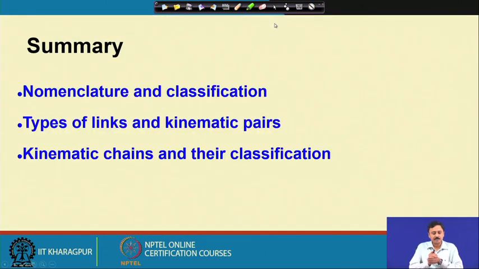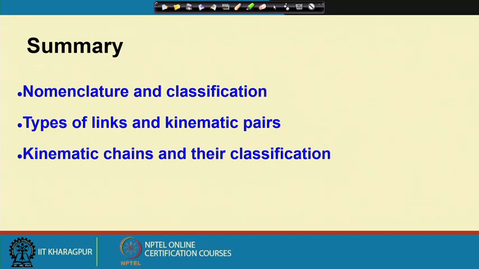So, let me summarize. We have looked into the nomenclature and classification of links, kinematic pairs, etc. We have looked at kinematic chains, their classifications, and we have defined the degree of freedom of various kinematic pairs, and we have looked at what is known as the end effector of a robot manipulator. So, with that I will close this lecture.